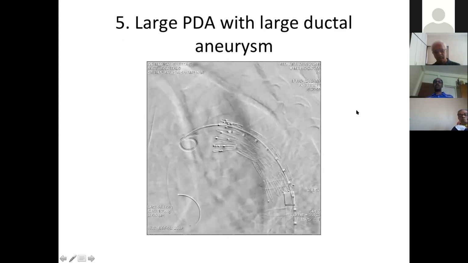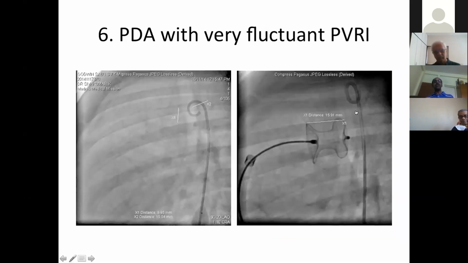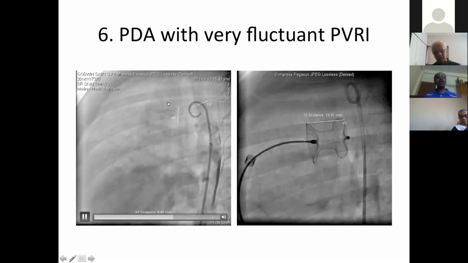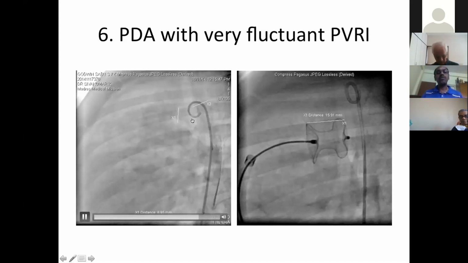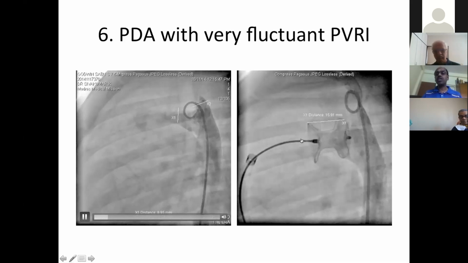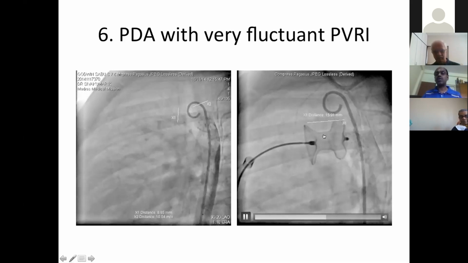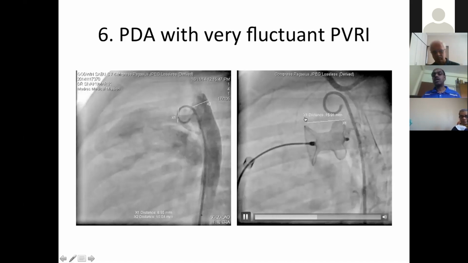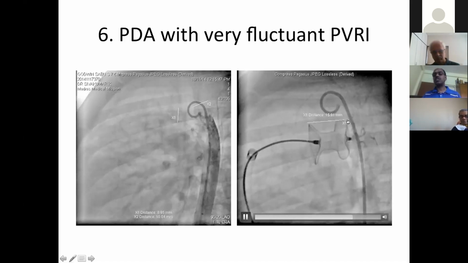There was a massive PDA. PDA with very fluctuant PVR. This PDA was a very hypertensive PDA. You put in a muscular VSD occluder, the device completely occludes. This is a test occlusion. Here the distance is 16 millimeter.